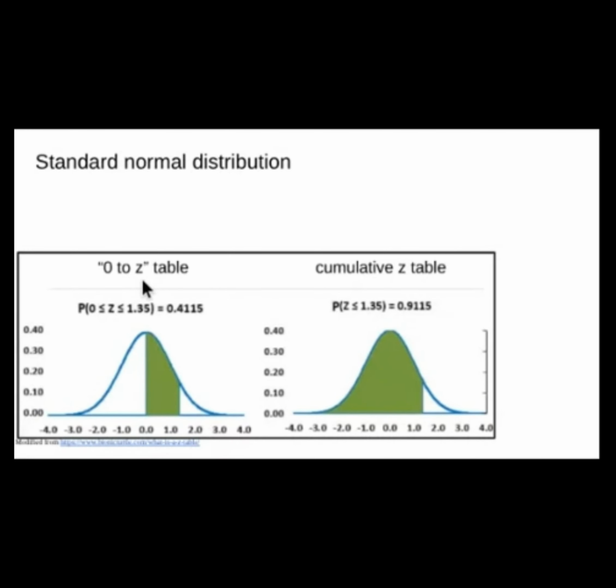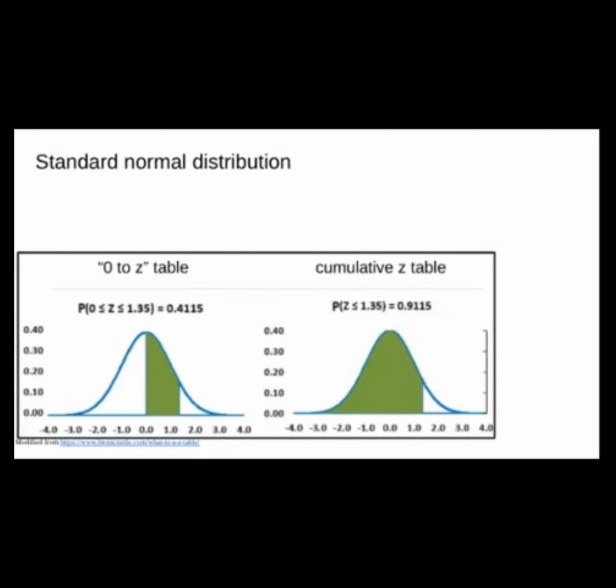The other type of z-table is called a 0 to z-table, and that gives you the area under the curve from 0 to that number. So if you look up 1.35, it'll give you the probability of the value falling between 0 and 1.35. It's very easy to convert between these two tables because the only difference between them is this white area here, and this white area is just equal to 0.5. It's just half of the total area. And you can see that this value is just 0.5 less than this value. But it's important to know what z-table you're using to know what the value it's giving you means.